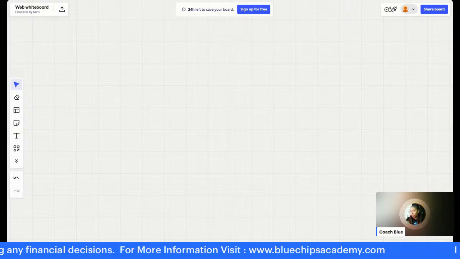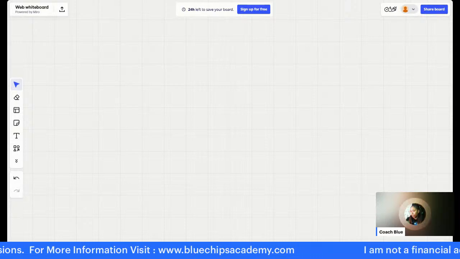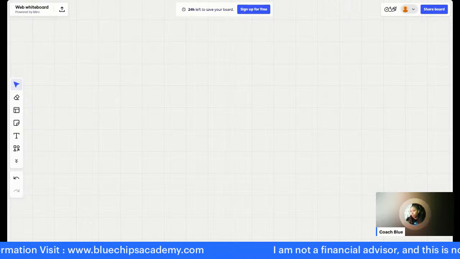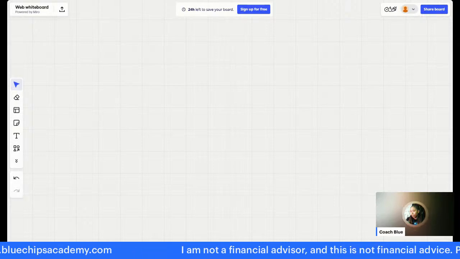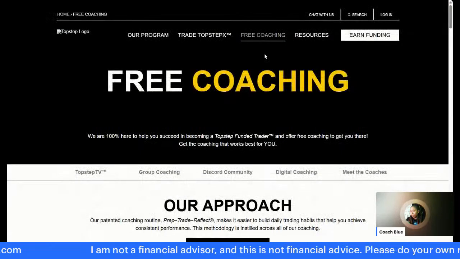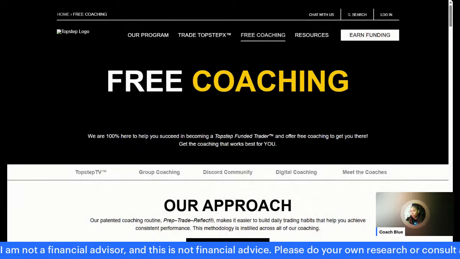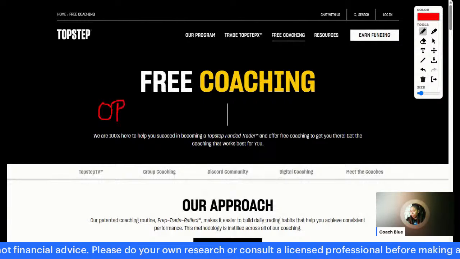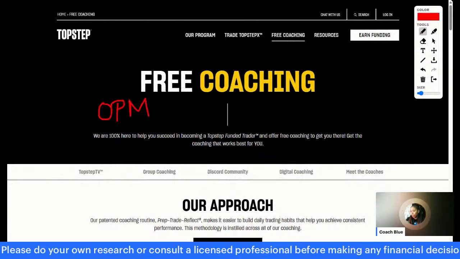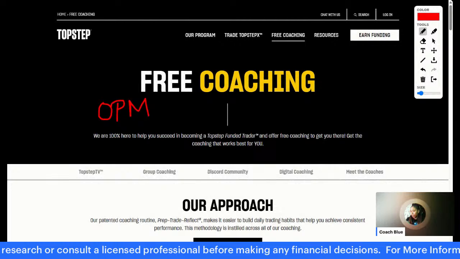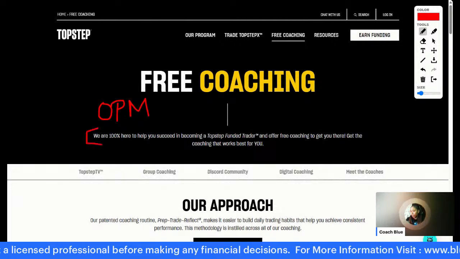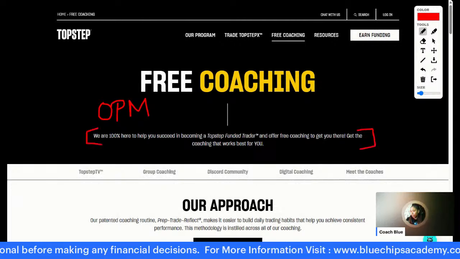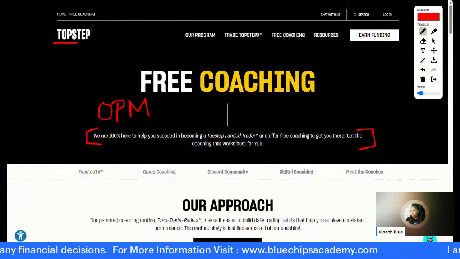Okay. So the bigger picture here, and I go over this because I want everybody to understand what our goals are to accomplish here, is to leverage OPM. Okay, OPM, other people's money. We want to leverage the prop firm's funds so that we can make a substantial amount of money. Okay. So this is a prop firm called Top Step.